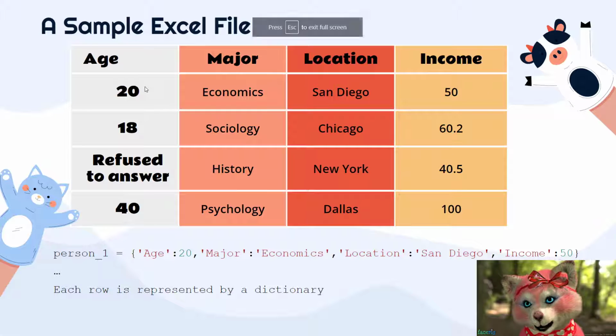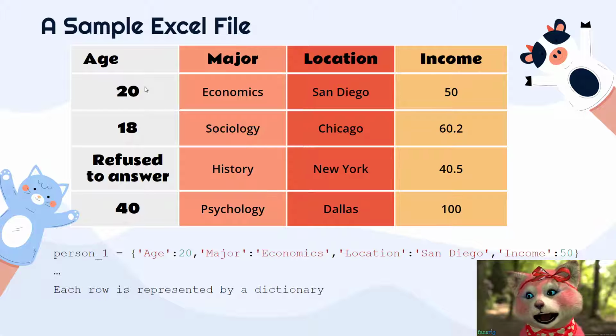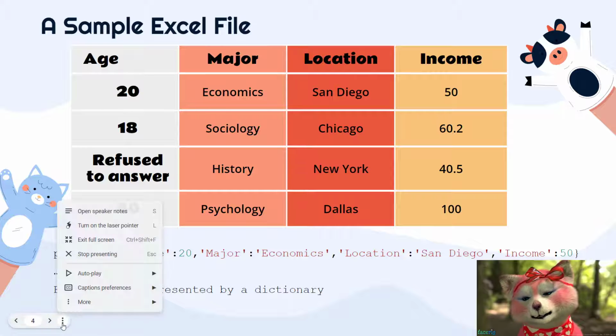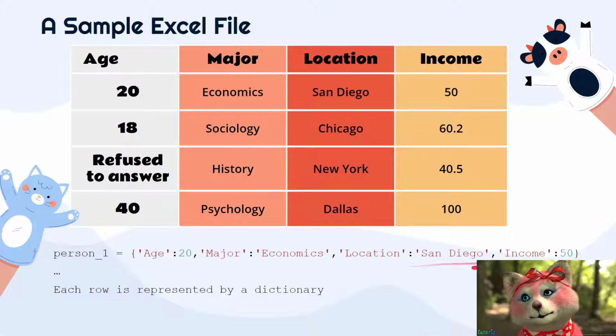Imagine we have the same Excel file, right? And we want to use another way to represent this Excel file. We can do it row by row. So let's start with the first content row, that is this 20, economics, San Diego, and 50. We know that each row stands for each person's information. So what we can do is use a dictionary here, and assign this dictionary to this variable called person_1.